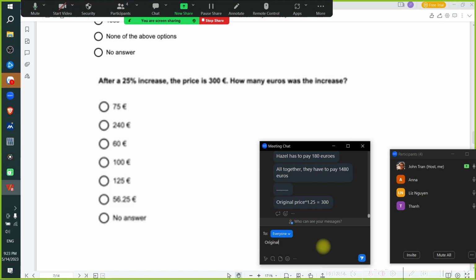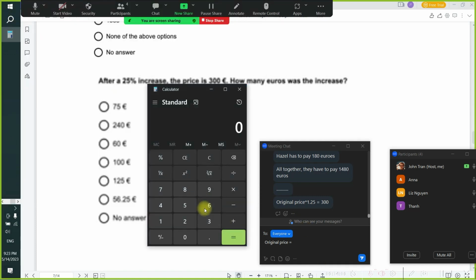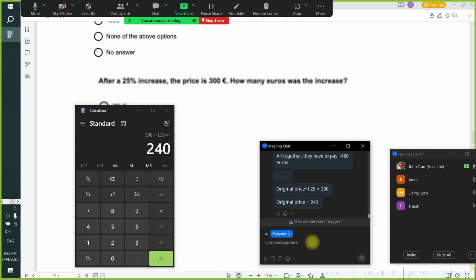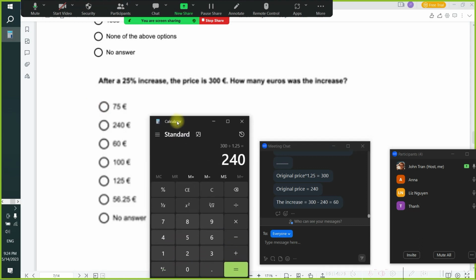So original price is equal to 300 divided by 1.25. So you get 240. Giá gốc nó sẽ là 240 đúng không mọi người? So the increase would be equal to 300 minus 240 is 60. 60, be careful, 60 euro, okay? Không phải 75 đâu nha, it's not 75. You have to understand the question, read the question well, okay? Phải hiểu đề mới làm được nha.